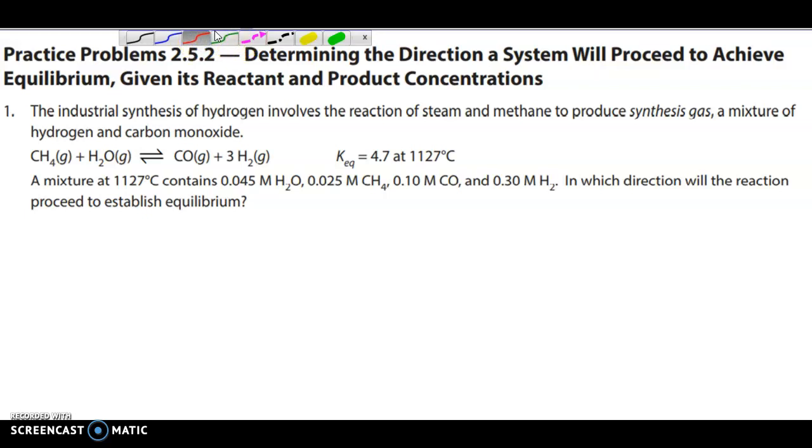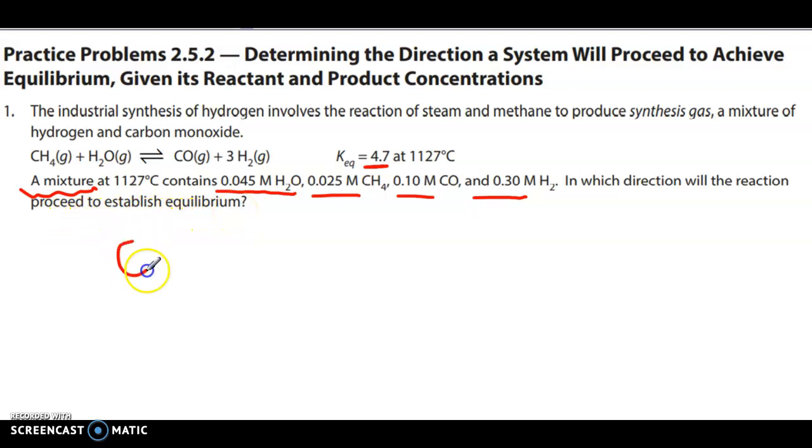Okay. So for this first one, it says, an industrial synthesis of hydrogen involves the reaction of steam and methane to produce a synthesis gas, which is a mixture of hydrogen and carbon monoxide. And they're giving us the K at that temperature. A mixture at that temperature contains these concentrations. So notice it does not say that this is at equilibrium. It just says at that temperature, we have these concentrations. In which direction will the reaction proceed to establish equilibrium?